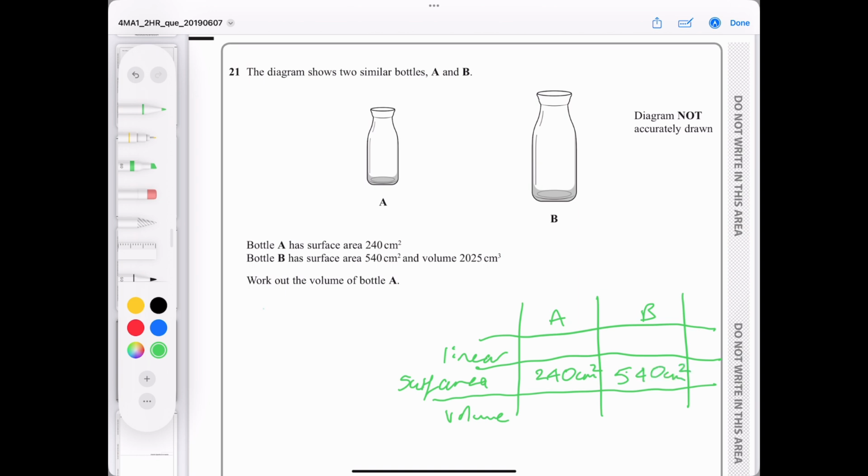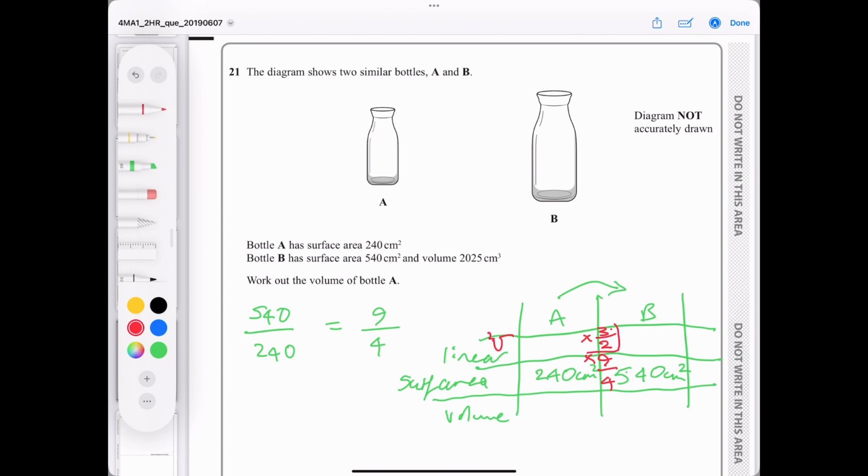In order to do that, we'll do 540 divided by 240, and hopefully we'll find a nice squarish number somewhere in there. 540 divided by 240 equals 9 over 4. Well, that's all square numbers. So 9 over 4 means that to get from A to B, we times by 9 over 4. So in order to get from A to B in a linear, you do 3 over 2, because we'll square root both of them to do that.